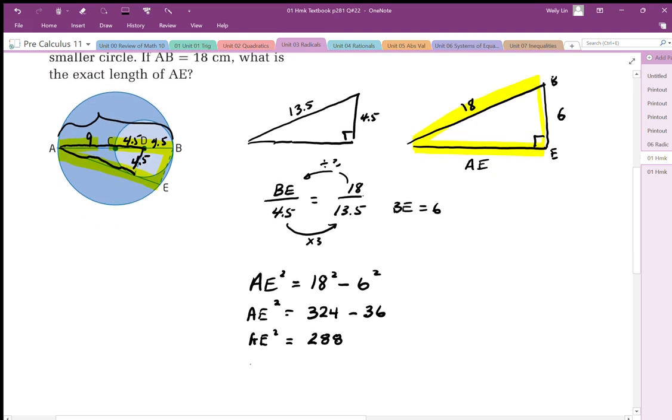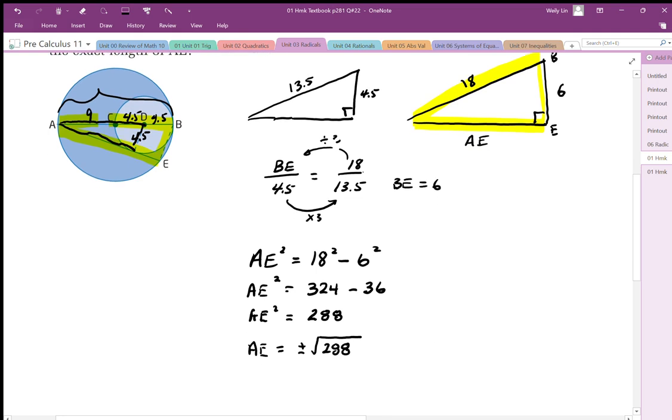Solving for A to E, we square root that, we get plus or minus the square root of 288, and we can simplify that. Since it's a length, I'm going to take away the plus minus and just say that this is a length of the square root of 288. The perfect square factor is 144, so I take the 144 outside the root as 12, and we're left with the times 2 inside the root.